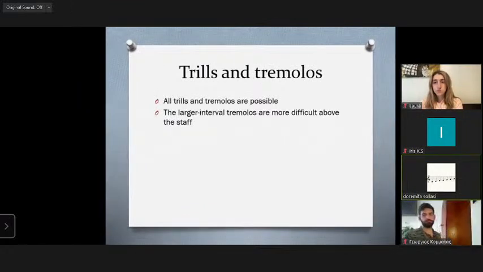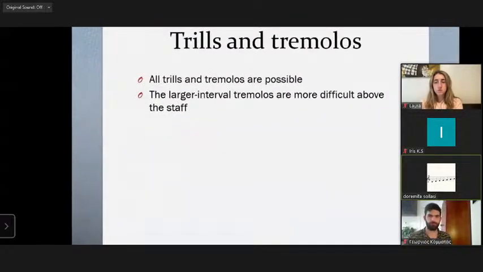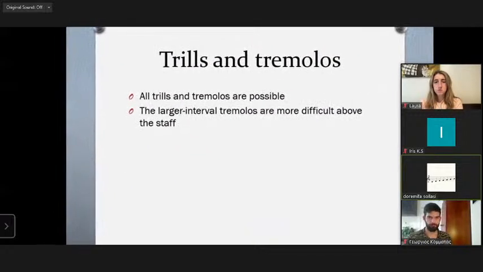Regarding trills and tremolos, the clarinet is a very great instrument for performing trills. So here we see that all trills and tremolos are possible, or at least, let's say, they can be negotiated.